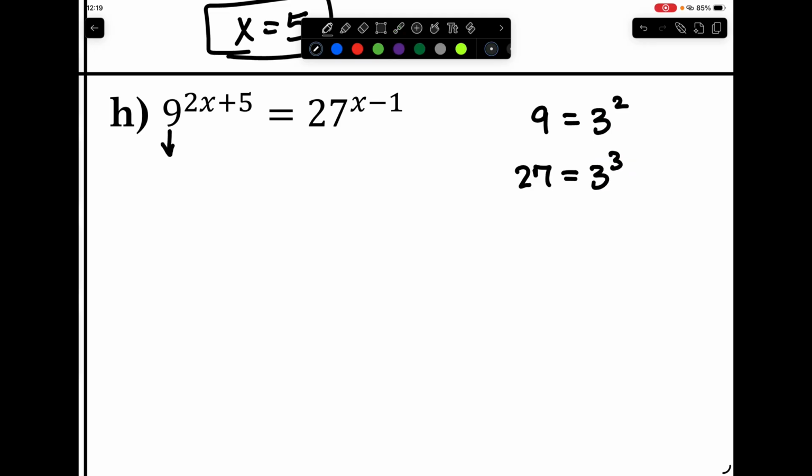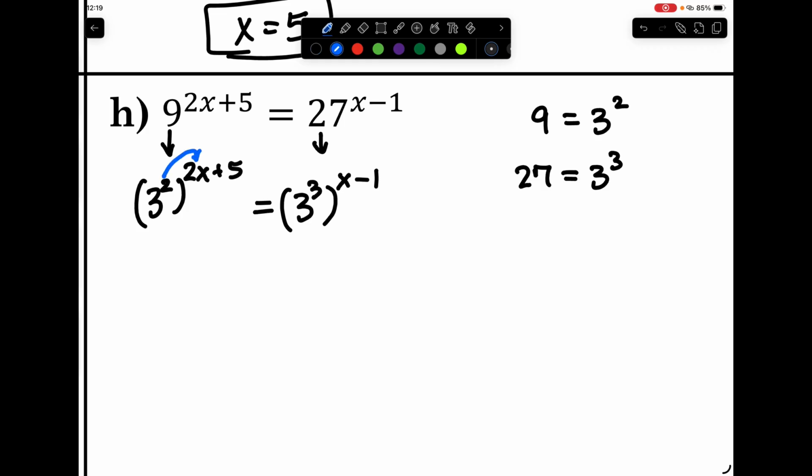So let's replace 9 with 3 to the second. Again, we're going to put that in parentheses and write the current exponent. 27 is going to be written as 3 to the third in parentheses and raised to the x minus 1 power. And just like before, because we have a power of a power, we can multiply these exponents together.